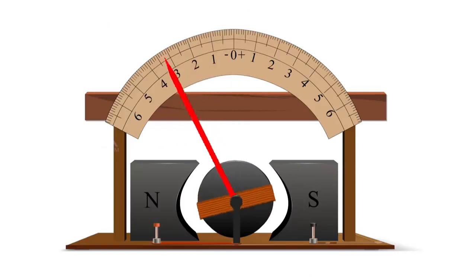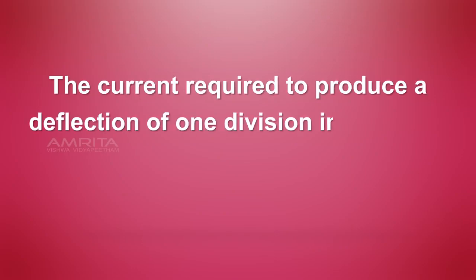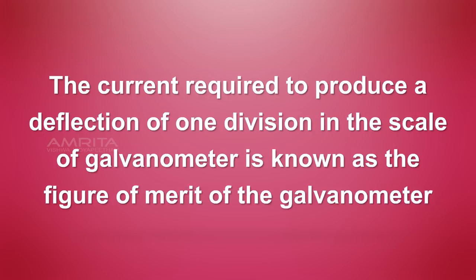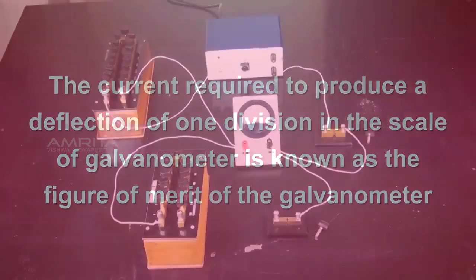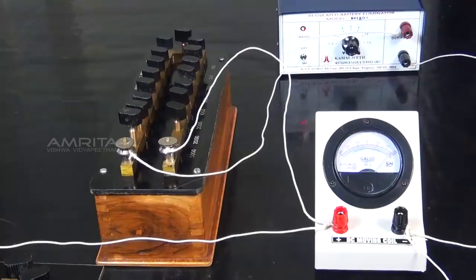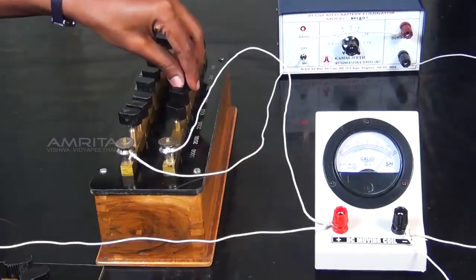The galvanometer coil has a resistance of about 100 ohm. The current required to produce a deflection of one division in the scale of the galvanometer is known as the figure of merit of the galvanometer. Here, we use the half deflection method to determine the resistance of a galvanometer and then its figure of merit.